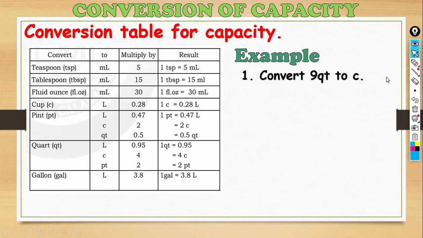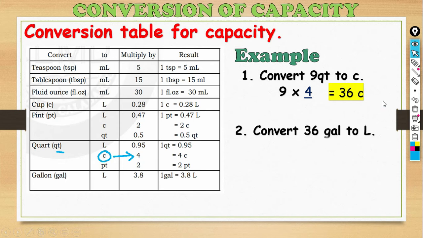Number 1, convert 9 quarts to cup. So, nasaan yun dito? Quarts. Ito. And then, nasaan yung cup? Ito. So, mag-multiply daw tayo ng 4 doon sa 9 quarts. So, 9 times 4 is equal to 36 cups. So, ganoon lang kasimple. Ito naman, convert 36 gallon to liters. So, nasaan yung gallon? Ito. Ilan yung i-multiply natin to convert it to liters? We have 3.8. So, 36 times 3.8 is equal to 136.8 liters.